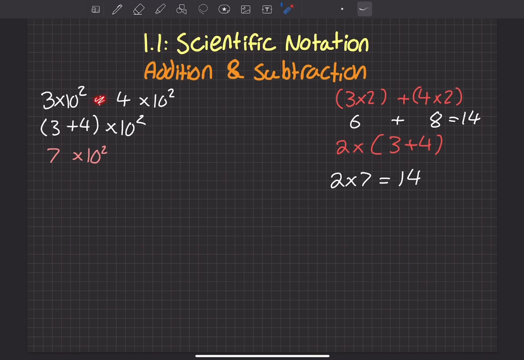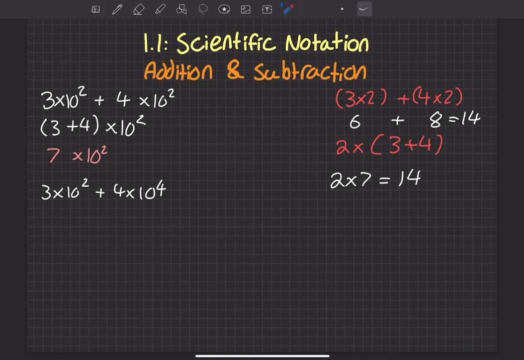And if this here was a negative, this would just be a negative. It would be the exact same thing. It's pretty simple. Now the problem comes when you have different bases, okay? So if they weren't the same. So let's say you had 3 times 10 to the power of 2 plus 4 times 10 to the power of 4. How can you add them now? Because we can't use this rule because they're different bases, right? So how do we do this?